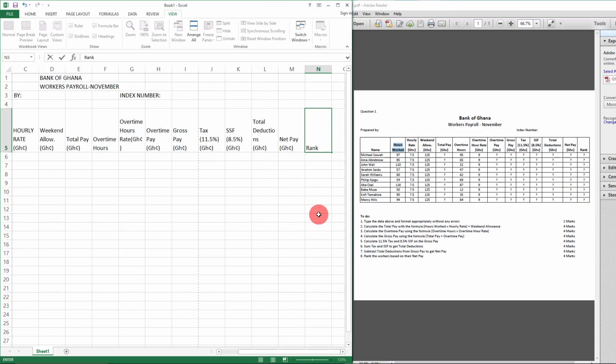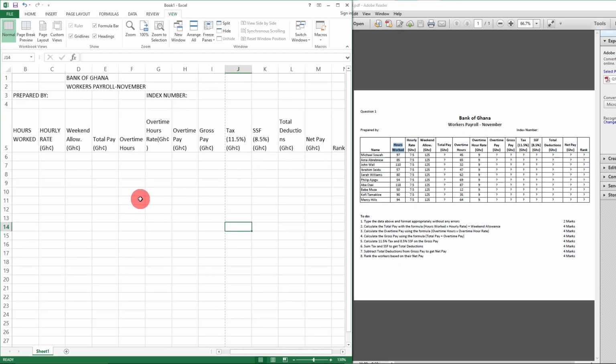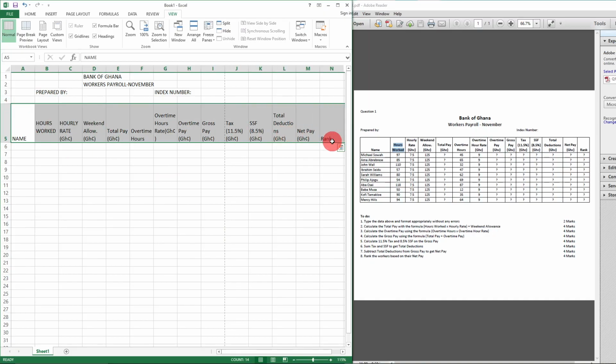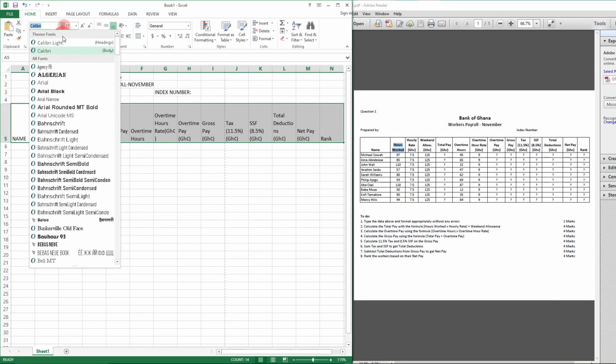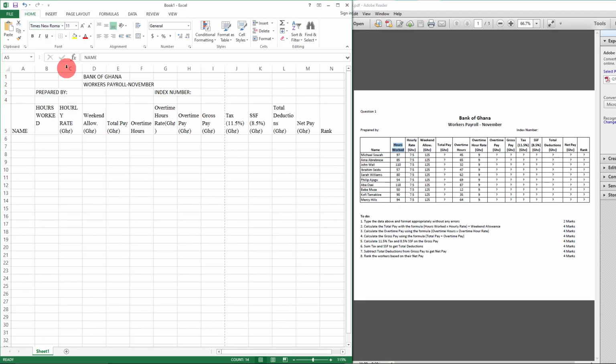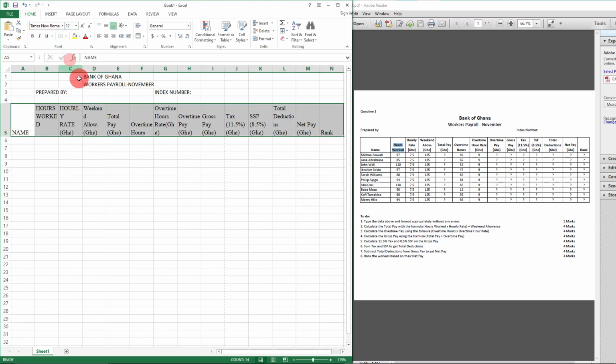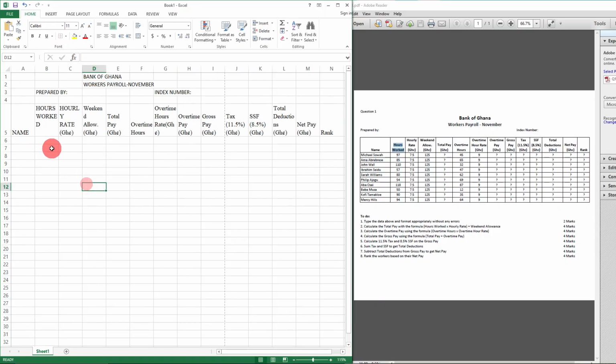All right. Okay, so we are done with the first question. Type the data above and format appropriately without any errors. So we have to compare what you've done with what we are seeing in the question. So we have to format it well in such a way that it will look same as the question. So let me choose Times New Roman, and then let me choose the font size 12.